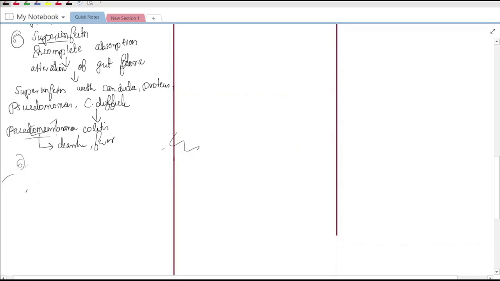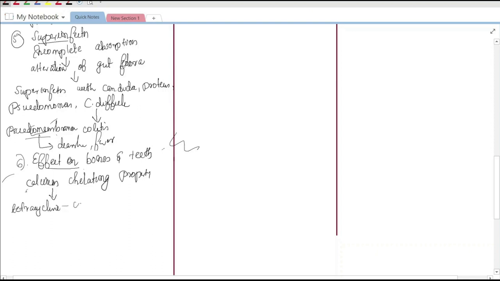Okay, so the next adverse effect of tetracycline is the effect on bones and teeth. How does it act? Tetracycline has calcium chelating property. By this property, a tetracycline calcium orthophosphate complex is formed.